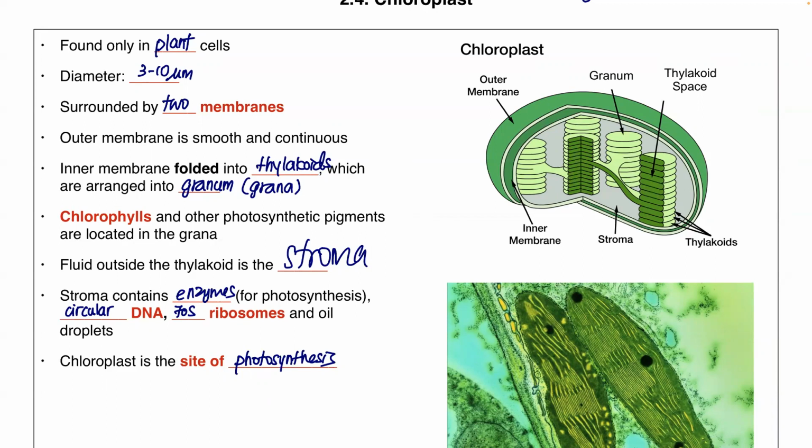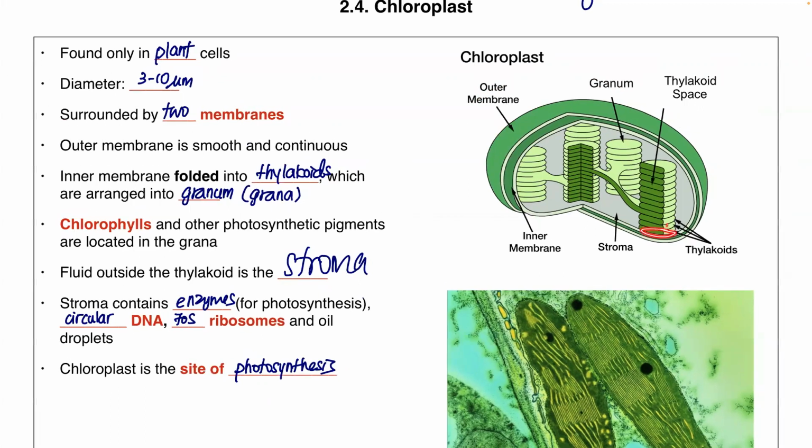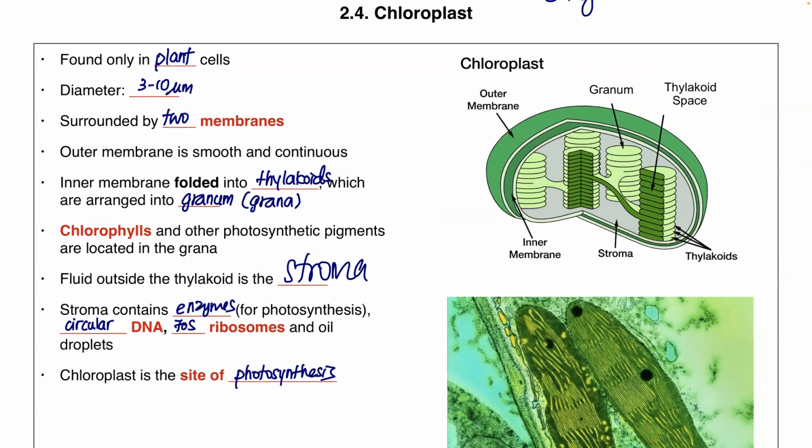One of the key features of chloroplast is that it has a double membrane, as seen here. Also, what you will realize from this diagram is that inside the chloroplast, there are these membrane sacs which are flattened. Each of these is called a thylakoid.